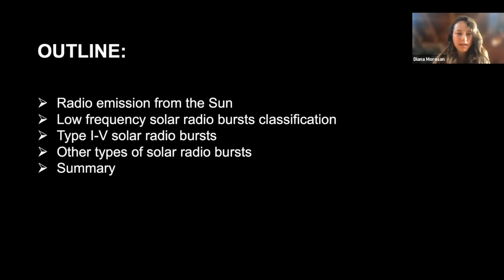And I have a quick outline of what I'm going to talk about today. First of all, I'll outline some of the radio emission from the sun over a wide frequency range. Then we are going to look at the traditional low frequency radio burst classification. And this is made of 5 main types of radio bursts, 1 to 5, which I'll talk about each of these types a little bit next. And finally, there are a few radio bursts, well, quite a few radio bursts that don't fit into this classification. And I'll outline some of these and give some examples, and then a short summary at the end.